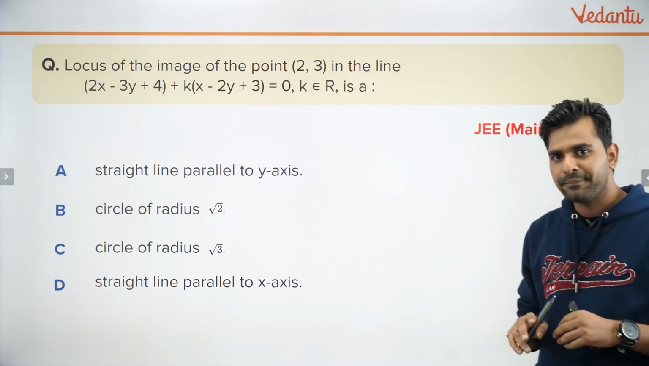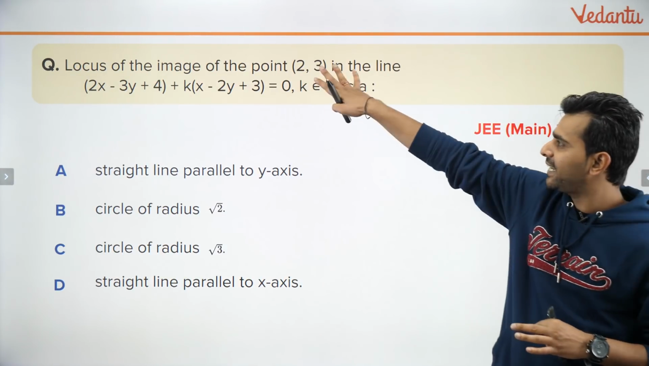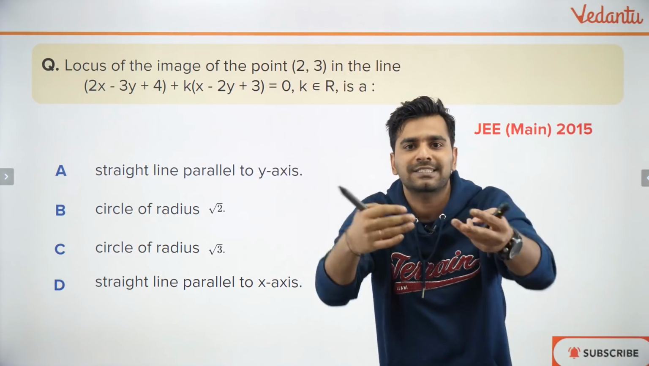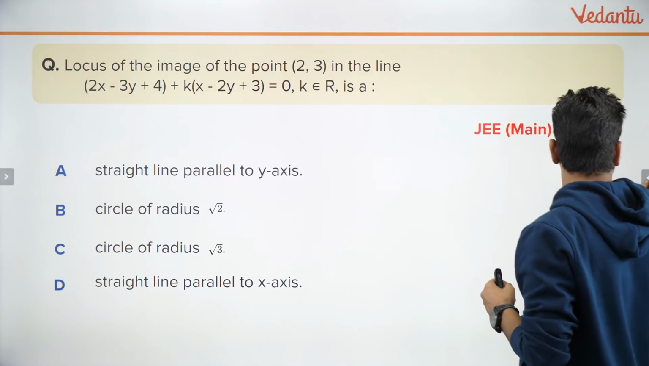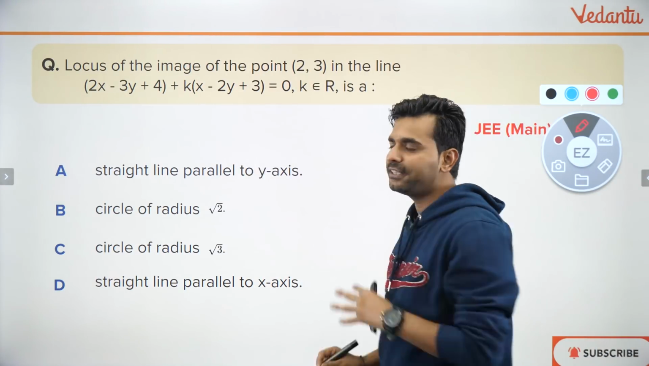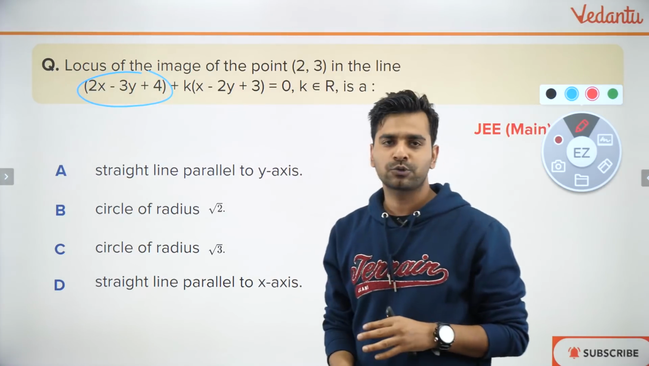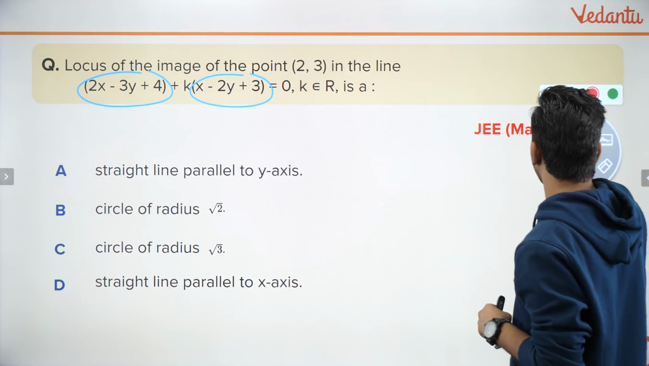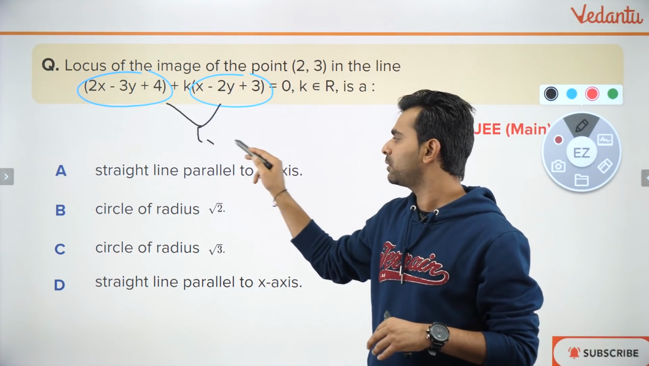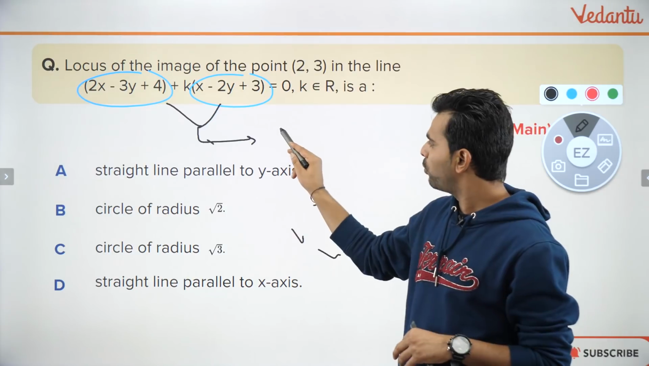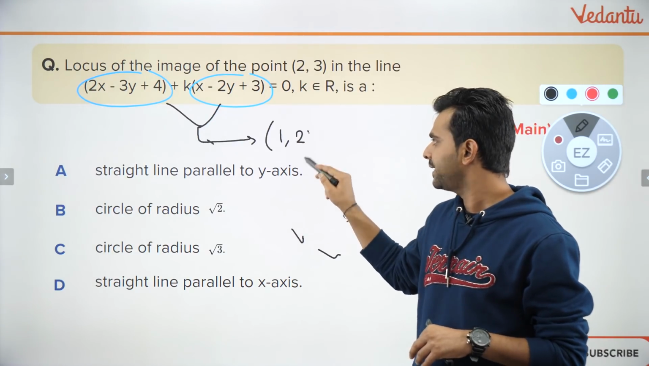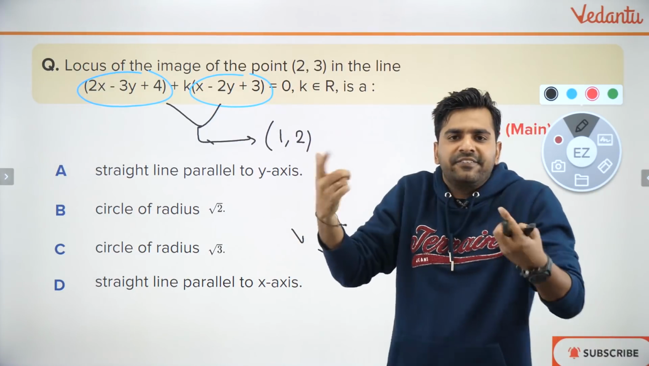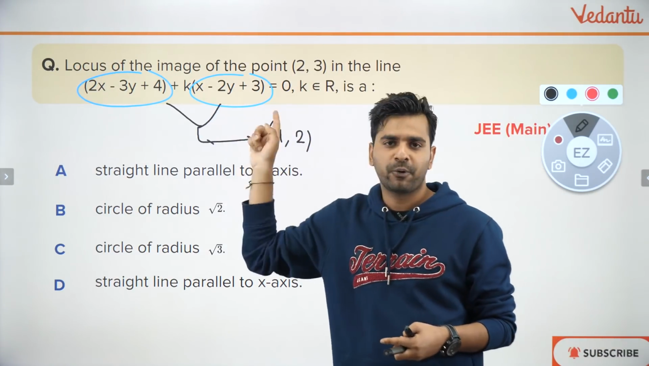Now, this is again a JEE Main question, right? It is asking us what? It is saying that we need to find the locus of the image of the point 2,3 about this line. Now, let's understand this. Do I know that this is a family of lines passing through the point of intersection of this equal to 0 and this equal to 0? So can I find out their point of intersection first? Yes, find out the point of intersection. Sir, it is coming 1, 2, I think. Yes, just put this point in here and here. Are these two equations satisfied? Yes, if they are satisfied, that means 1, 2 is their point of intersection.